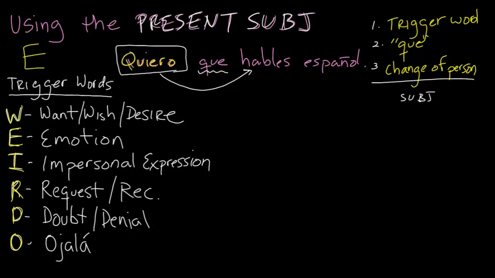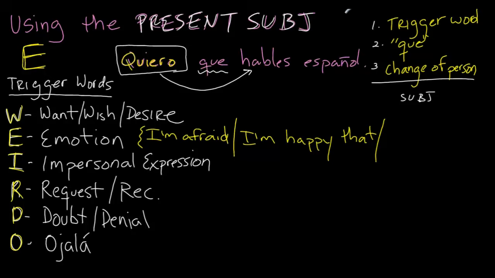For our trigger words that start with E, we have an emotion. Some of these would sound like, I'm afraid that, or I'm happy that. I'm putting all of these into the yo form, but these could be in any person. It surprises me that. So anything that you could think of as an emotion, it's sad that, or I'm sad that.